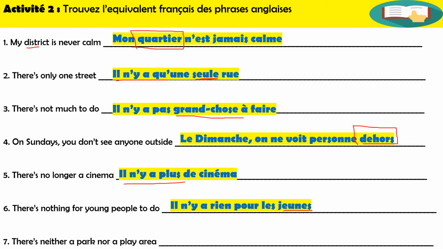Remember, les jeunes are young people. Ado is the synonym that you can use. I'm not going to write on this anymore. That's embarrassing. Voilà, et finalement, there's neither a park nor a play area. So this is il n'y a ni parc ni aire du jeu. So whenever you say ni, it means neither nor. Neither nor. There you go. Ni is how you say it in French.